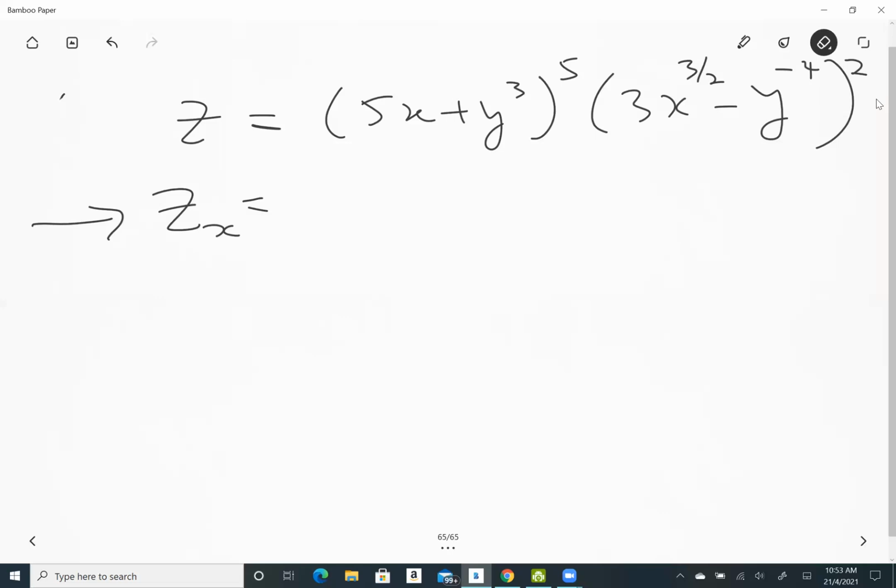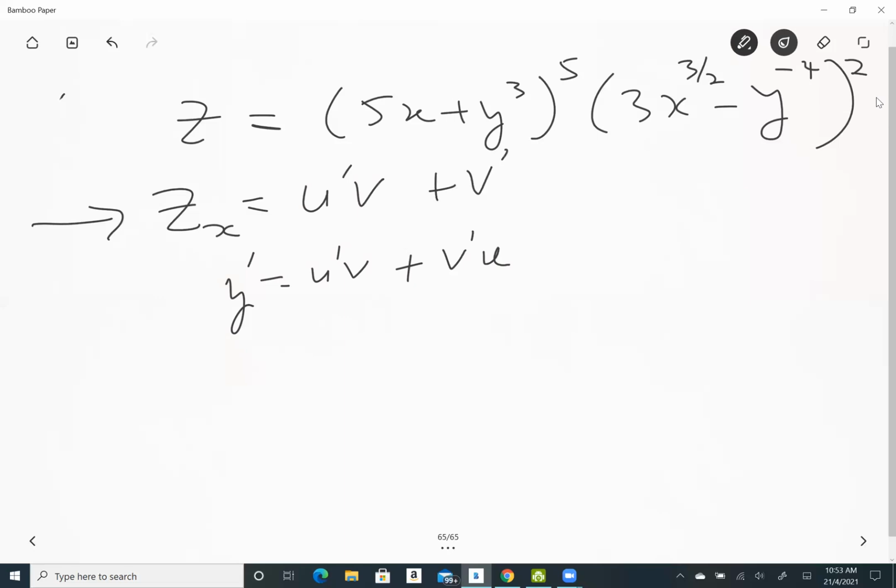Okay. So recall the rule. The product rule: y equal to u prime v plus v prime u. So y prime, the same thing. Zx equal to what? You let this be equal to u, you let that be the v. So zx is u prime v plus v prime u.